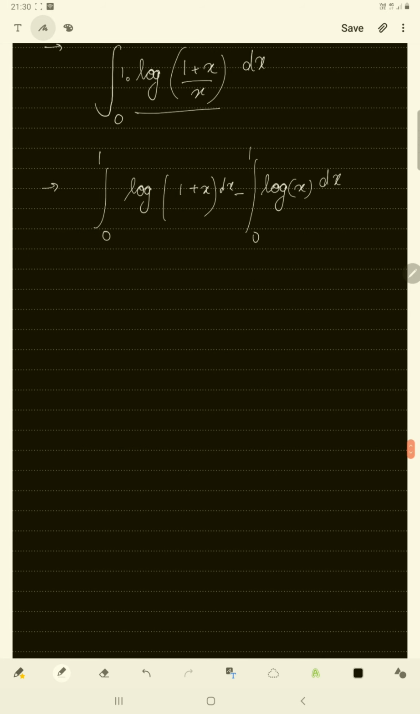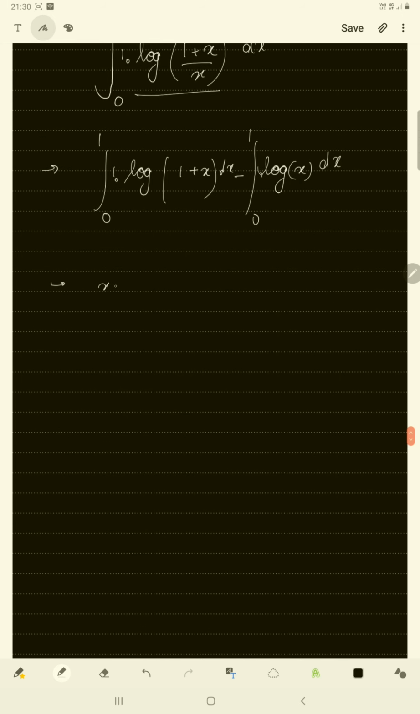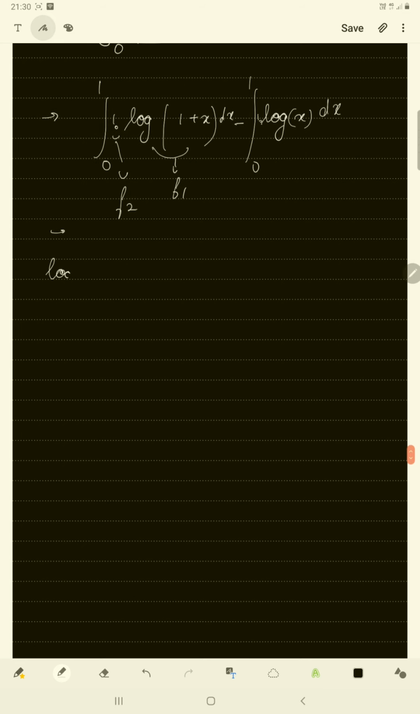Now we need to apply by parts. Instead of applying it over here, we should consider applying it over here, because it's very easy, and we know the formula: x log 1 plus x minus, let me just apply it. I guess I'm doing a lot of shortcuts over here. So this is f1 and this is f2. Applying it quickly, we can write log of 1 plus x into x minus the integration of the differentiation of 1 plus x, which is 1 upon 1 plus x, times x dx.